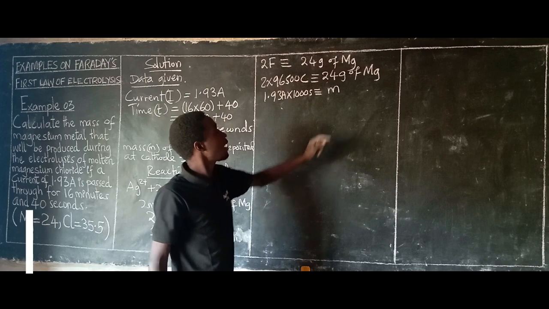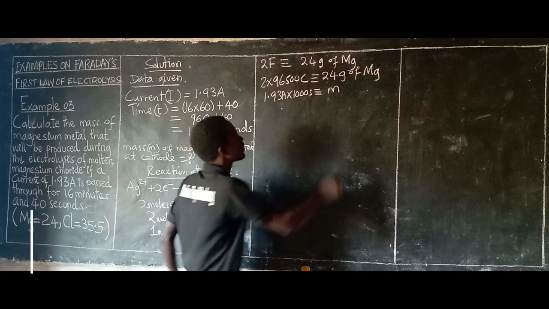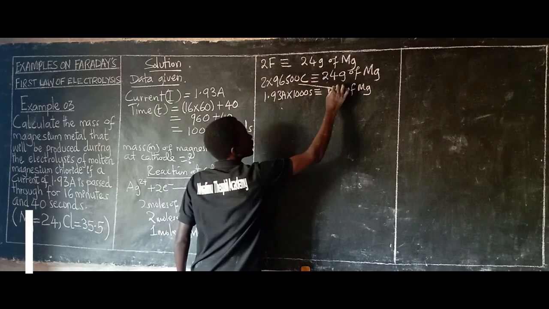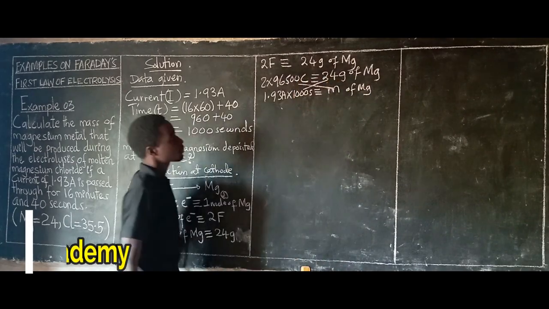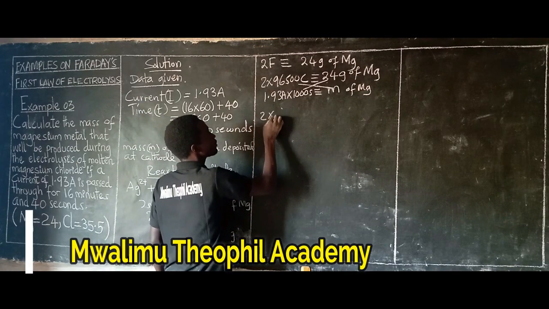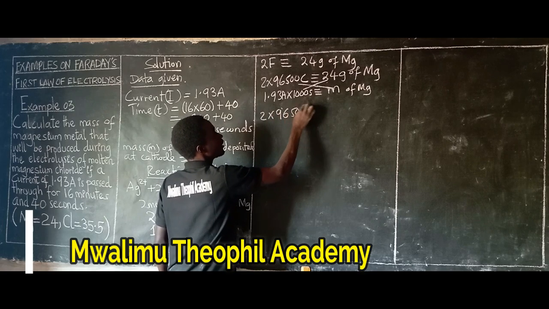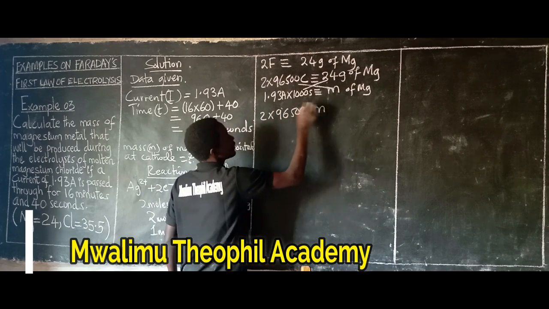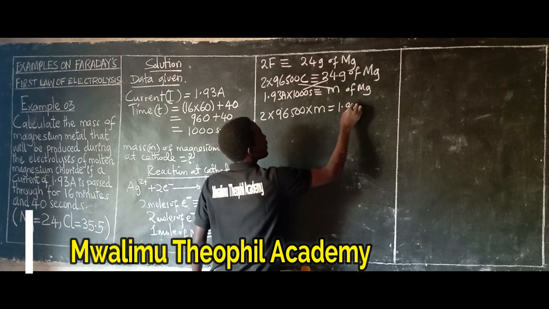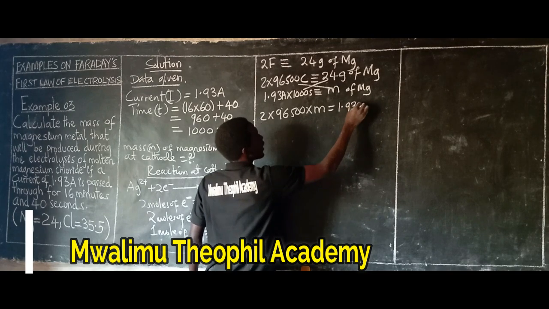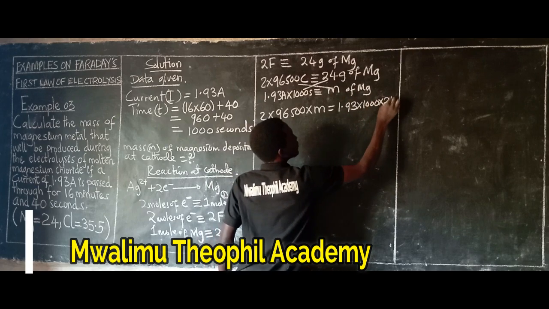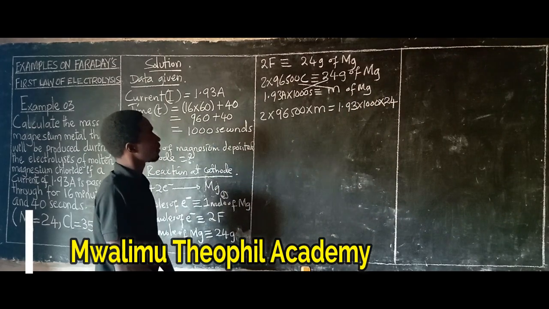So here, how are we going to get this mass of magnesium? We are going to get it by cross multiplication. By cross multiplication, we are going to get 2 times 96,500 times M, this mass, is equal to this value times this. So it will be 1.93 times 1,000 times 24. It will look this way.